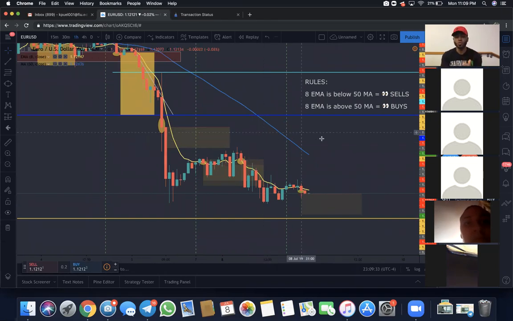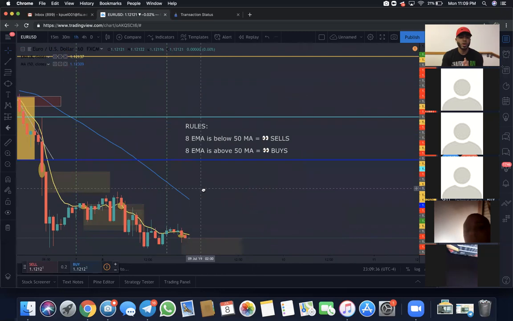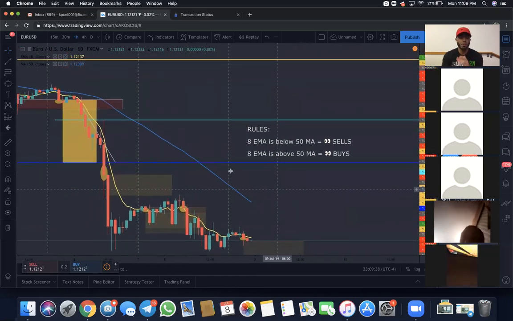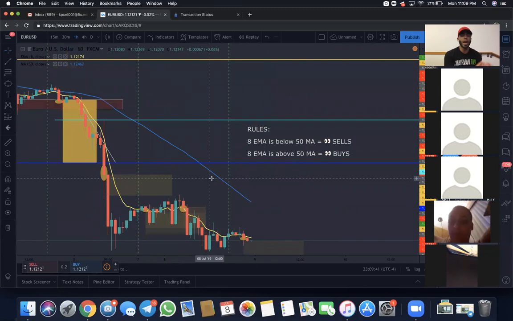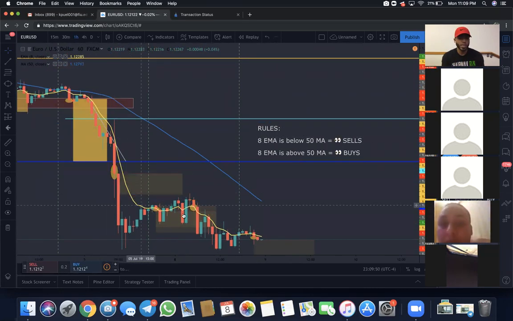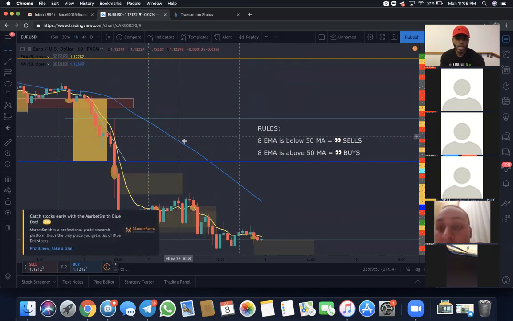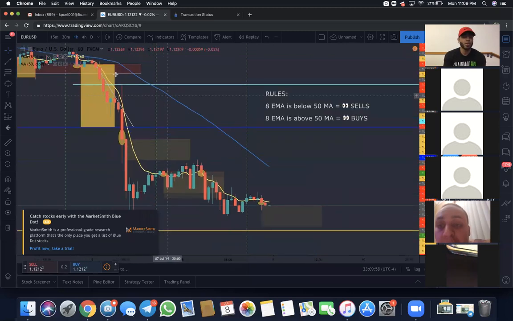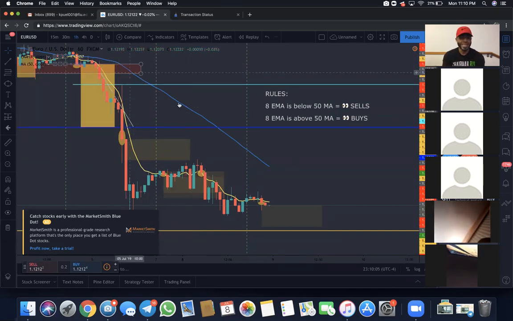So these are the rules. First and foremost, this is one thing you have to understand. The only reason we're looking at both of these lines is because we have to figure out if we're buying or if we're selling. Rule number 1: if the 8 EMA is below the 50 moving average, the 8 EMA being the yellow line that moves immediately with the candles and the 50 moving average being this one, we're looking for sells. Why? That indicates that the market is in a downtrend. So the trend is your friend. Write that down. Remember that. If the market is going down, you're only looking for sells. There's no point in looking for buys.